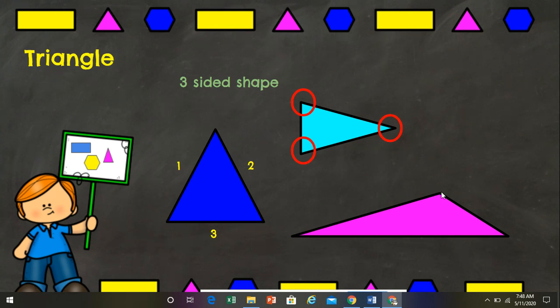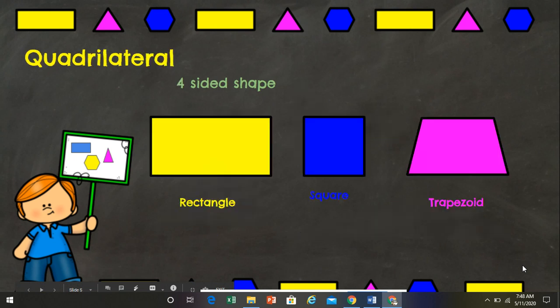The same happens with this triangle. This has 1 side, 2 sides, 3 sides, and 3 corners. 1 corner, the second corner, and the third corner. Let's see another shape. A quadrilateral. A quadrilateral comes from the word quad, and in Spanish, ¿verdad? Quad es cuatro, ¿verdad? So un cuadrilátero viene de cuatro, que tiene 4 lados.